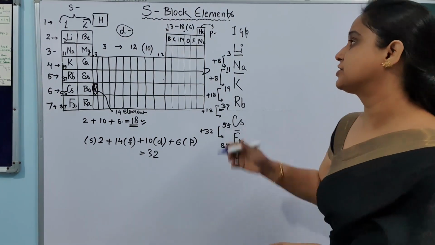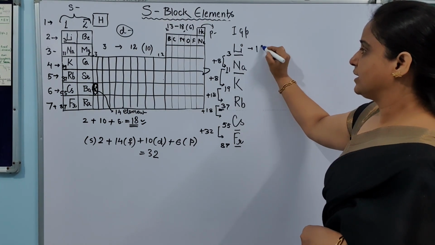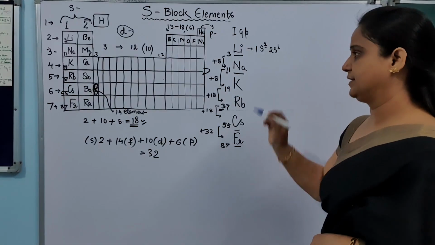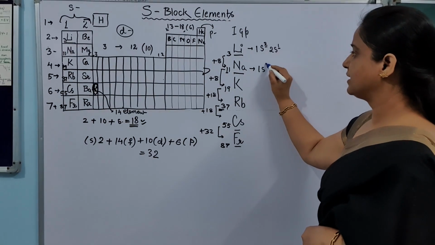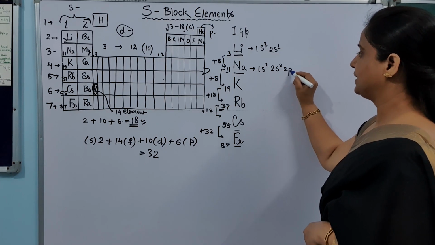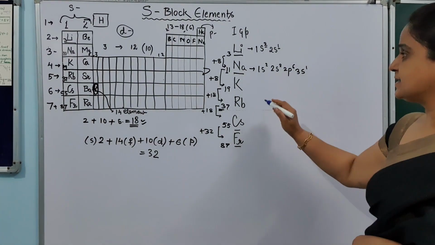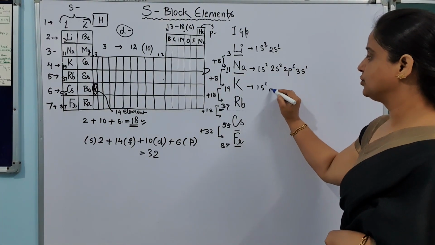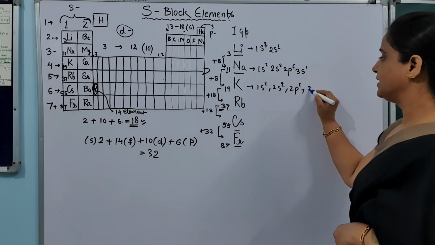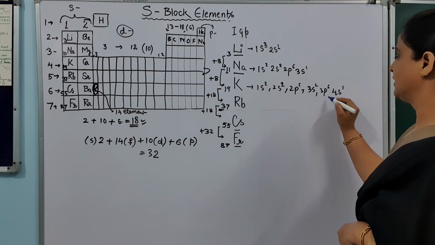Okay, electronic configuration. So I am starting from lithium. The configuration is 1s2 and 2s1, 3 electrons filled. Sodium is 1s2, 2s2, 2p6, 3s1. Done. Next is potassium: 1s2, 2s2, 2p6, 3s2, 3p6, and 4s1.